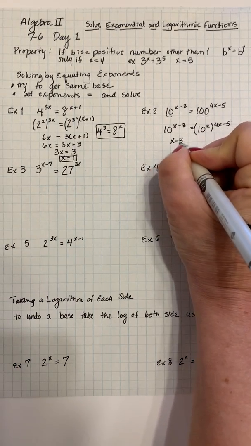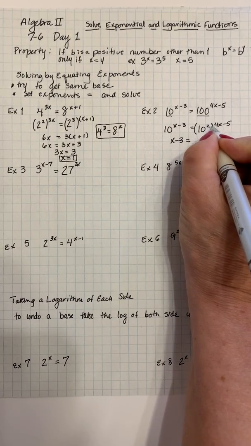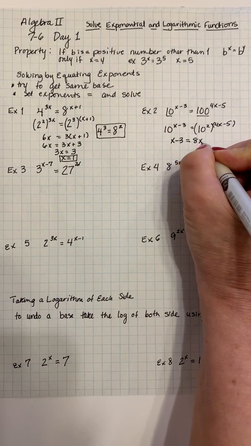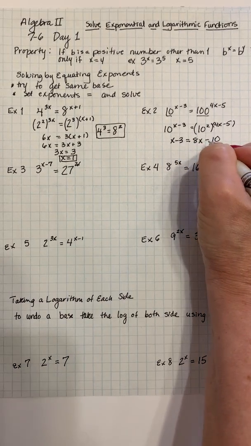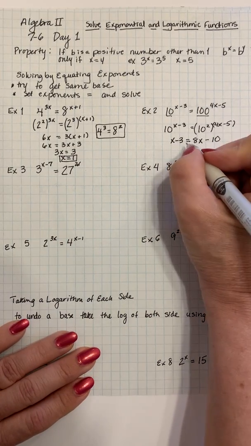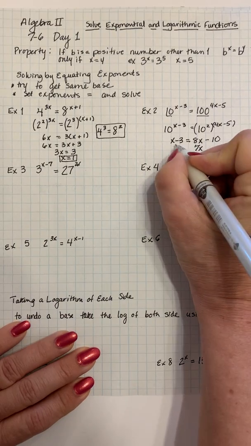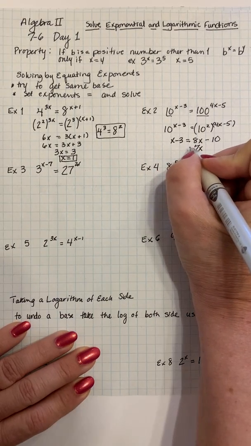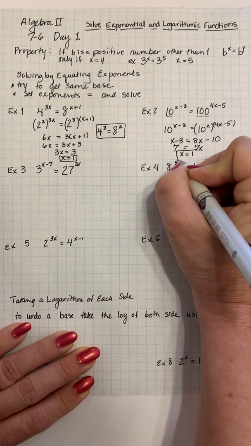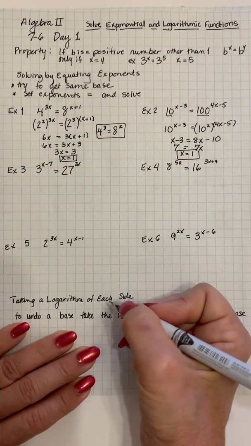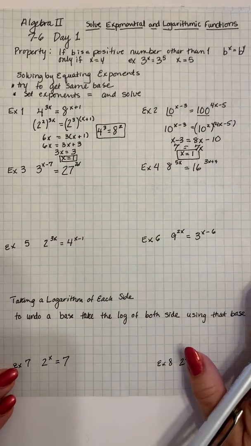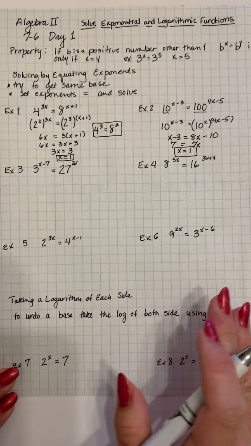I have x minus 3 is equal to, now this is going to be 2 times this whole quantity. So this will be 8x minus 10. And if we solve that, we bring this x over, bring that over, we're going to have 7x is equal to 7. So x equals 1. And you can check that and see that that's true. Anytime you want to turn the video off and try these on your own and then come back to see if you got them right, that's perfectly fine.